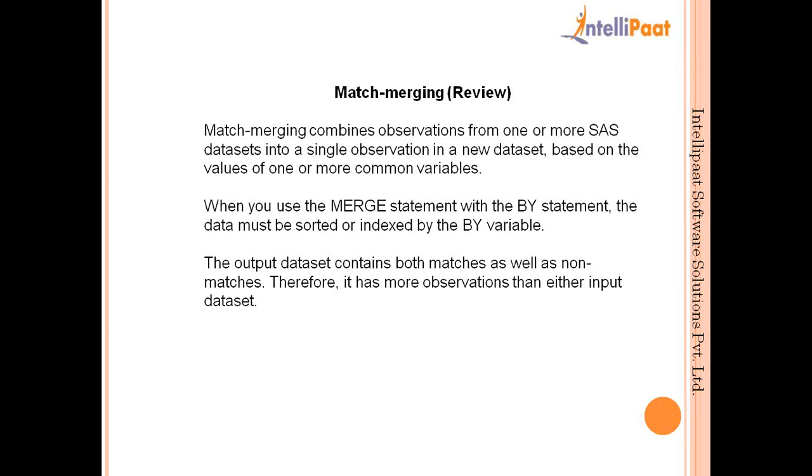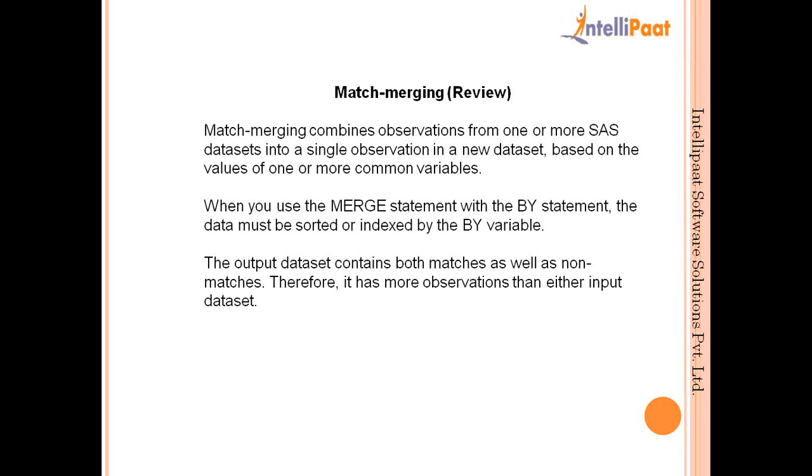Now, in order to merge those data sets, you need to first sort the data, and then merge by the variable or variables that link the two data sets. Name each of the data sets in the merge statement, and be sure to follow the merge statement with a by statement, naming the variable or variables that tell SAS which observations to place in the same observation, right? So match merging combines observations from one or more SAS data sets into a single observation.